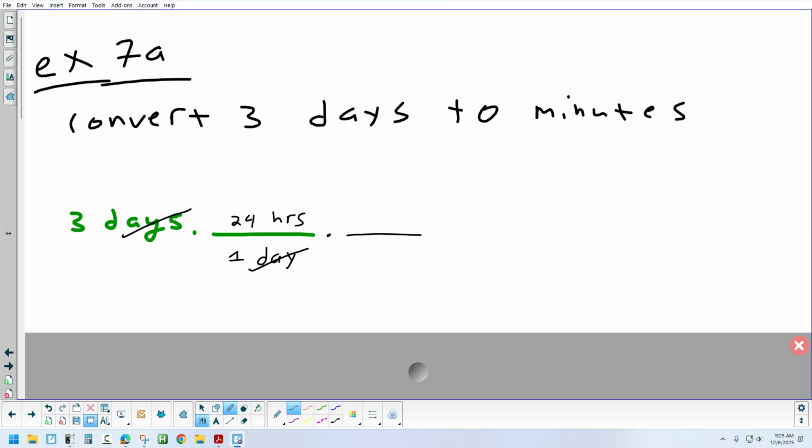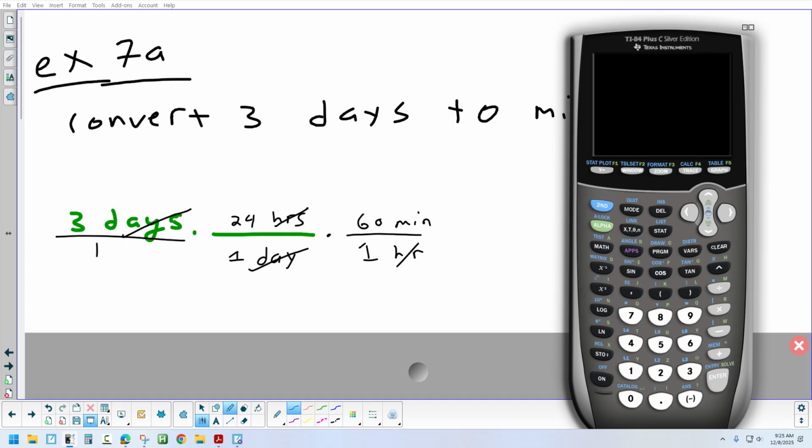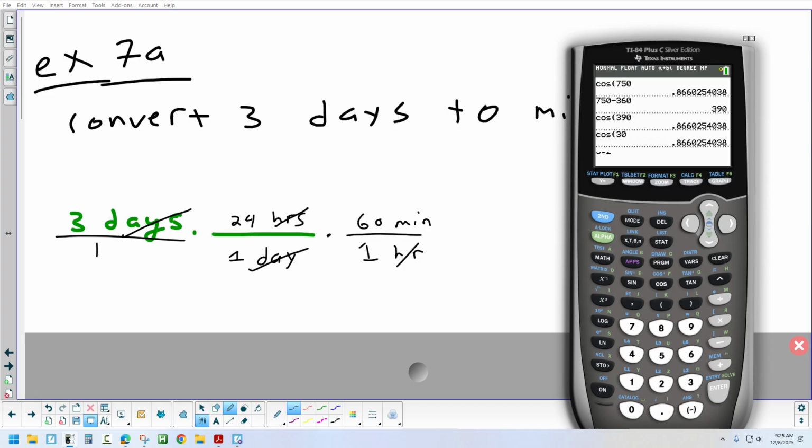Yep. So 1 hour on the bottom. That's the connection between hours and minutes. It's a 1 to 60. And then we're going to cancel out hours. And now we multiply. If you want to think of this as a fraction, you can just put a 1 over it. You multiply straight across. Sometimes you end up with all 1s in the denominator. Sometimes you don't. So just multiply straight. So 3 times 24 times 60 gives you 4,320 minutes.